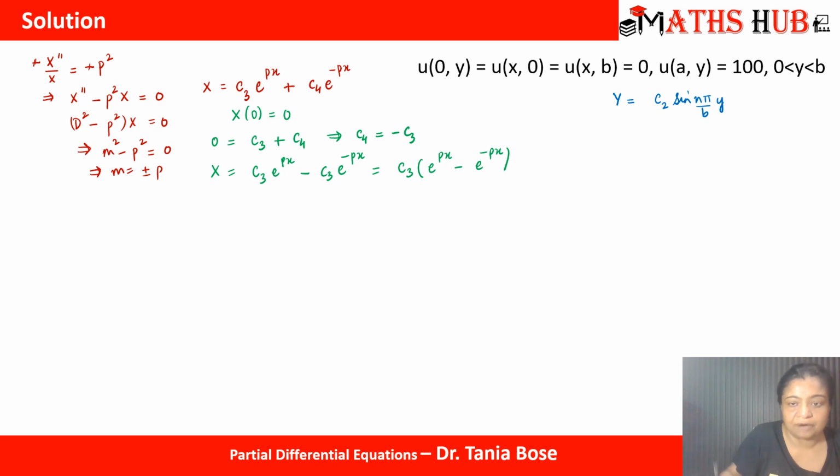Right? Now, we have done the definition of sine hyperbolic x. So what is sine hyperbolic x? It is e to the power x minus e to the power minus x divided by 2. Right?